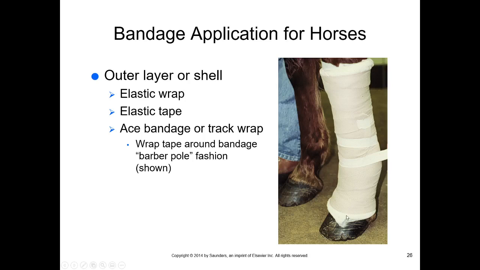Here's an example. We've come all the way down past the hoof, so that's good. And we've got the cotton. We've got rolled gauze over the cotton, and then we've got a tertiary bandage over top. We can use ace bandage or a track wrap, and we use it in a barber pole fashion. Every wrap that we do is going to cover the last wrap by about 50%.